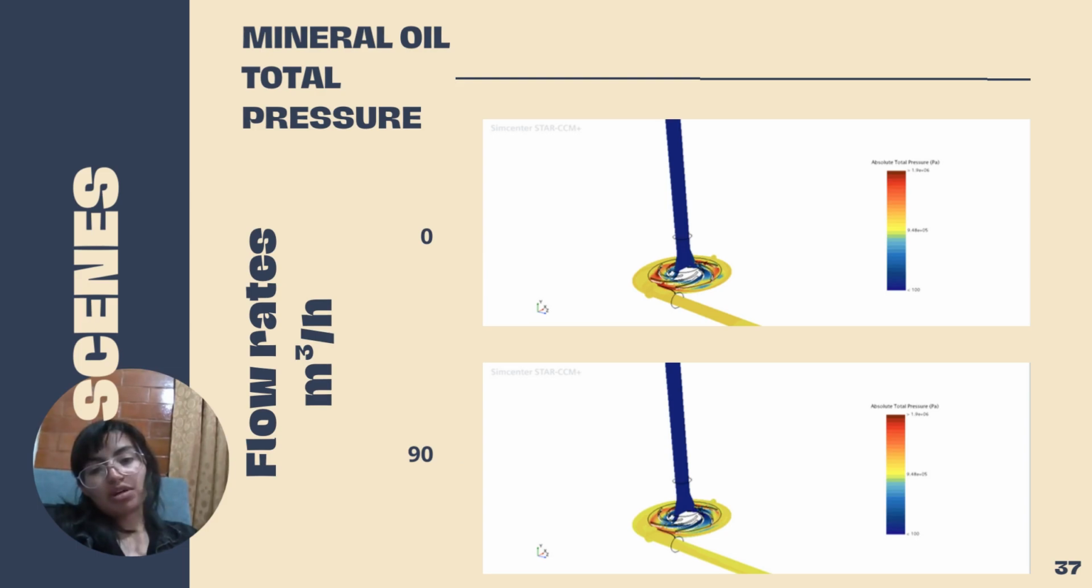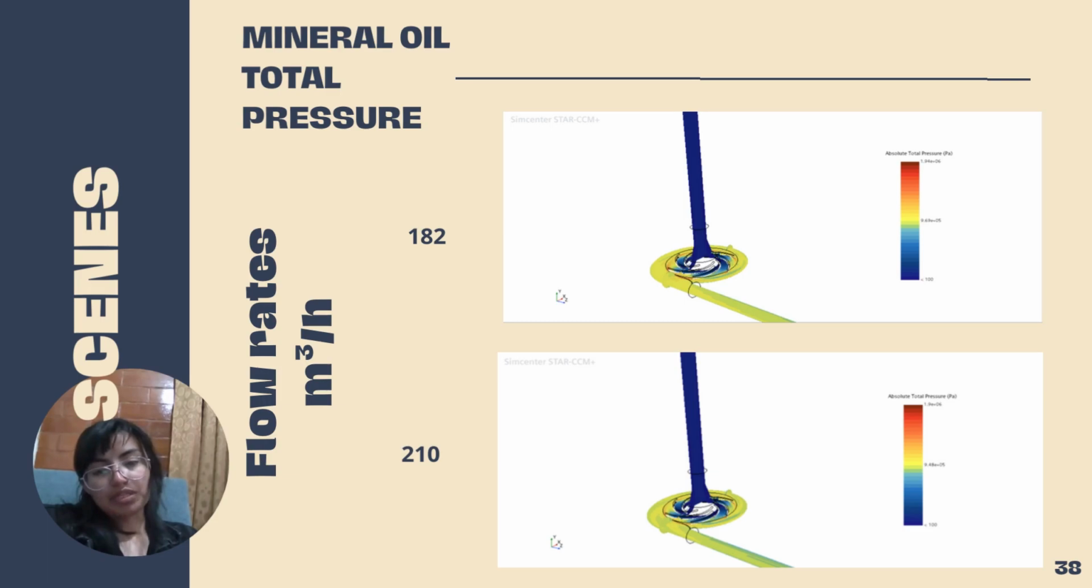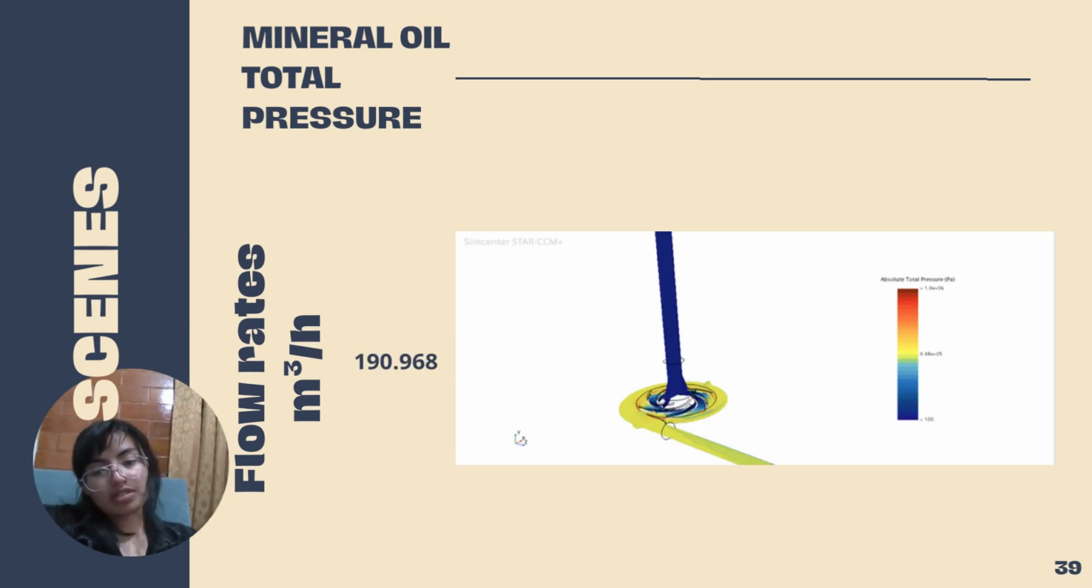On the other hand, with mineral oil, we are seeing that the minimum pressure is around 100 pascals, which is the vapor pressure of the mineral oil. In comparison with the first scene with lower flow rates, we are seeing that the pressure is elevating again. At our best efficiency point, the pressure is elevating again, and in comparison to water, it is elevating more.